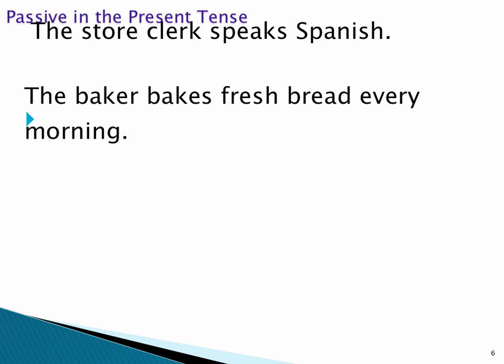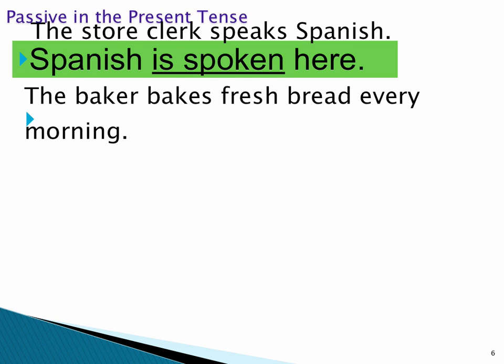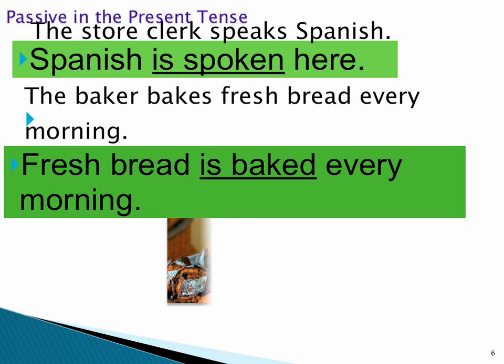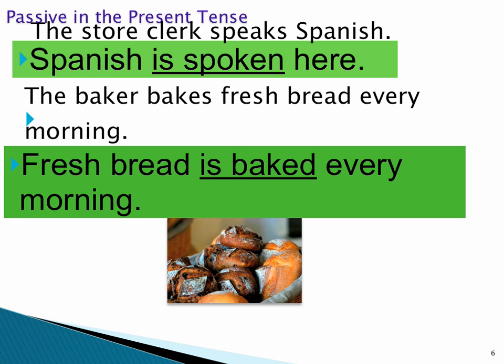In the second example, the baker bakes fresh bread every morning. Let's take the object, fresh bread, and make it the subject of our new sentence. It will read like this: fresh bread is baked every morning. Now let's take a look at these examples in the past tense. Be in the past tense is either was or were, so make sure your subject and verb agree.